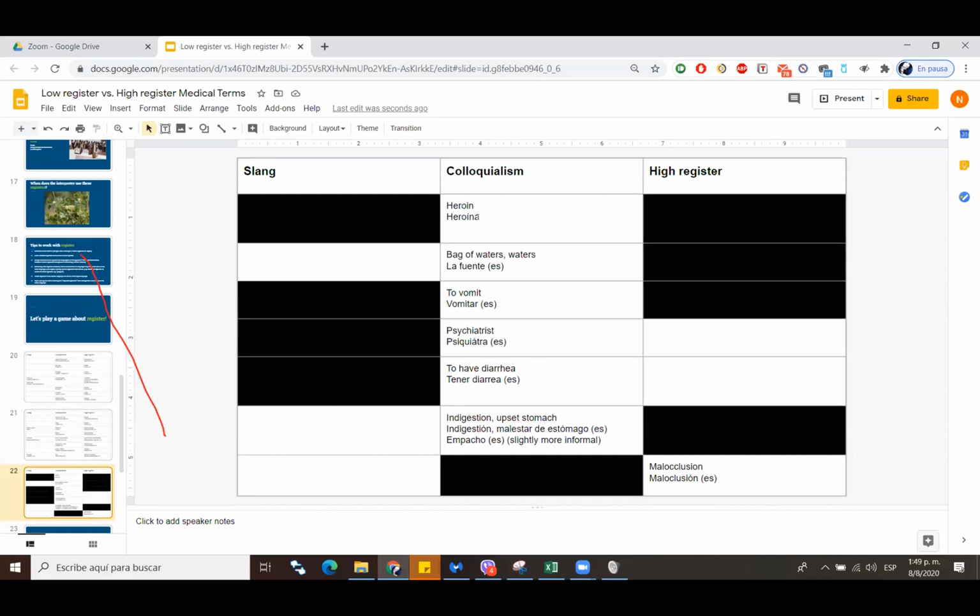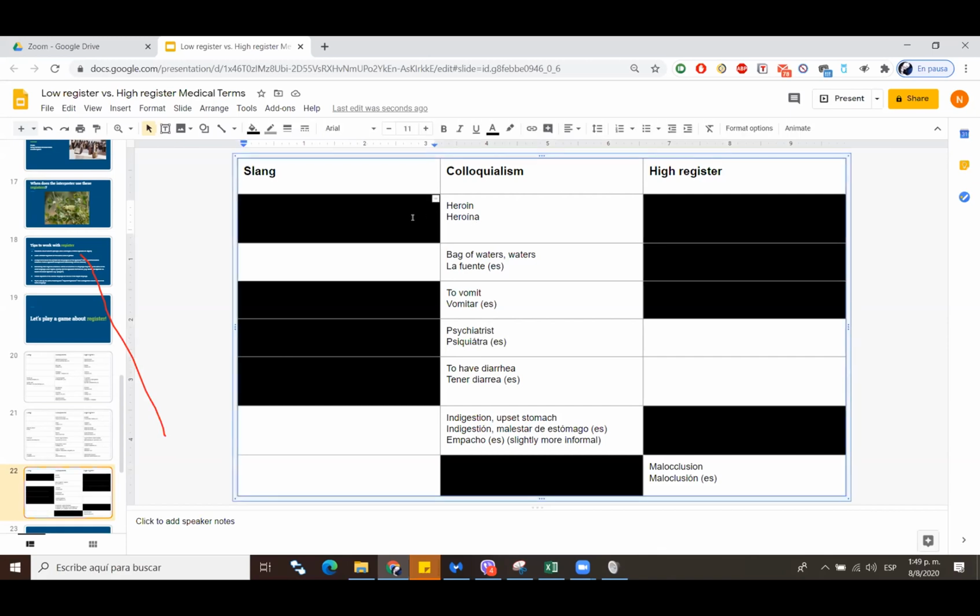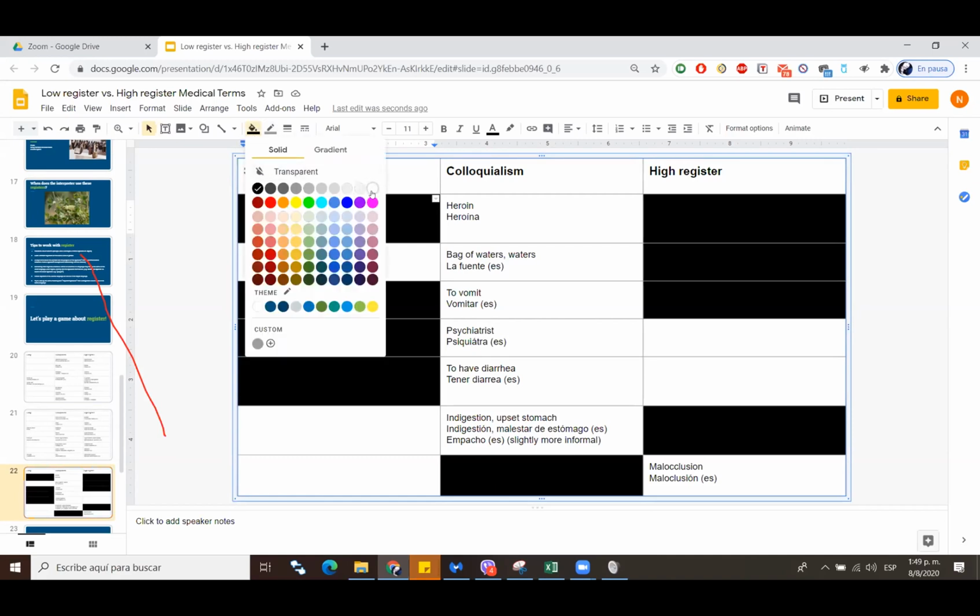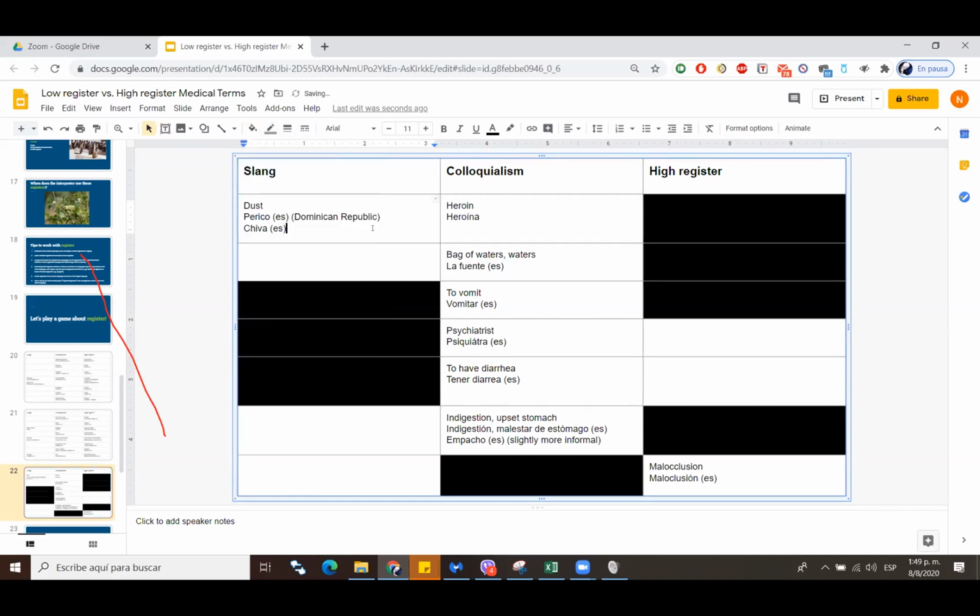Okay, the last one. Heroin, the drug. I think a slang term in English would be smack. Maybe, I'm not sure. There are many slang terms for heroin and drugs, definitely. This one is used in the Dominican Republic, and chiva, I think it's in Mexico. Is there any other slang term for that in your country that you know of?